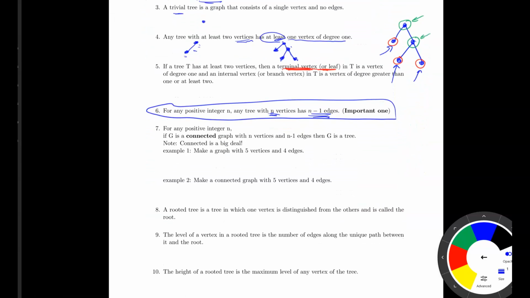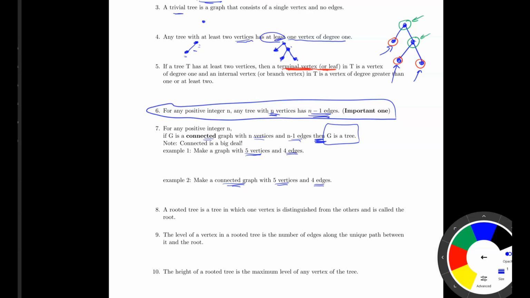So let's see. For any positive integer n, if G is a connected graph with n vertices and n minus 1 edges, then conclude G is a tree. Okay, so let me just do one of these for you. So this first example here, make a graph with 5 vertices and 4 edges. Actually, you could do that. So make a connected graph with 5 vertices and 4 edges.